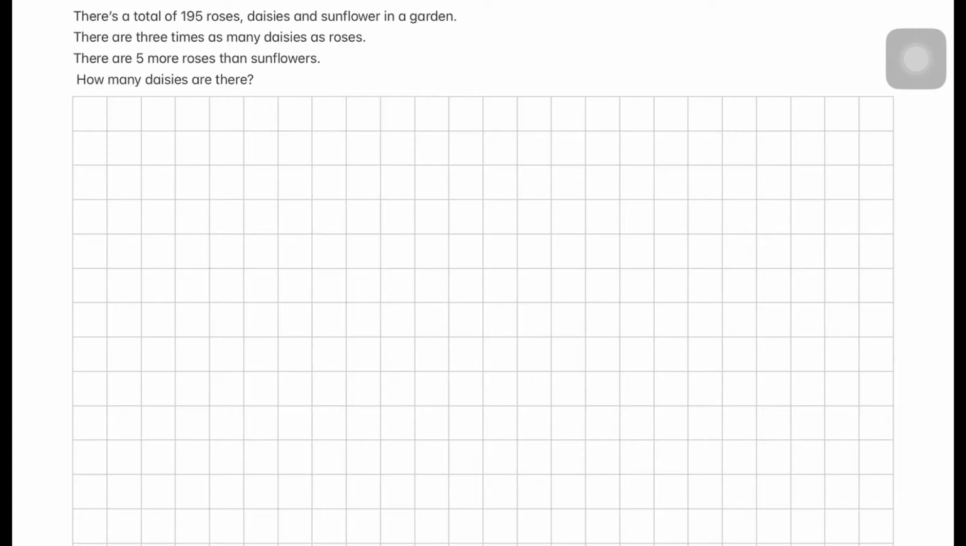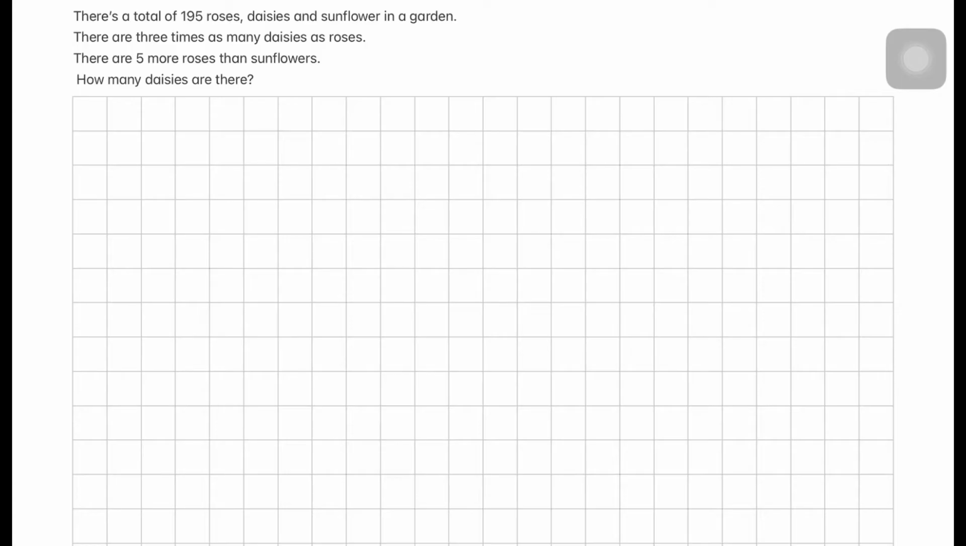Hello there! Today we will focus on word problems. I will also share with you how I solve problems part by part and also try to imagine it and use model drawing to solve. So let's start with this first problem.